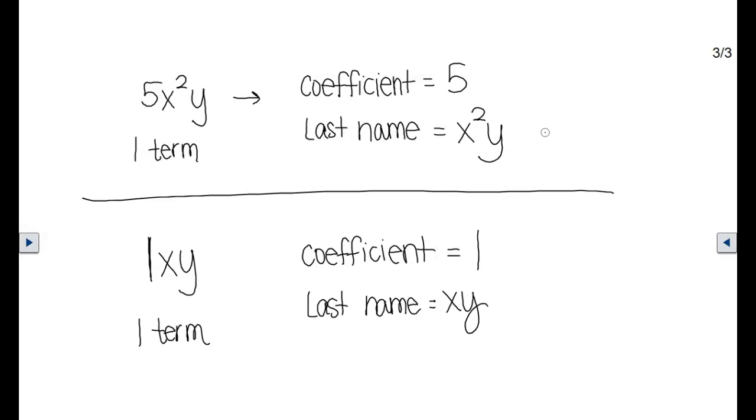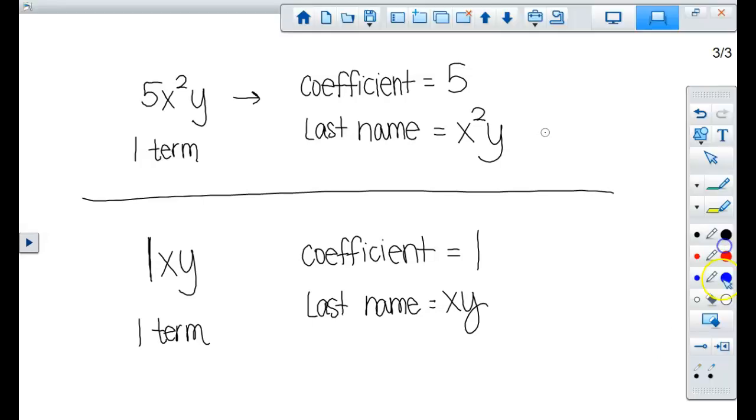So the coefficient is the number that sits in front of all of those variables. If it is missing, it is a 1. And the last name is the entire variable part of the problem. It doesn't matter how many variables are there or what kinds of exponents they have. All of it goes together to make the last name of the term.